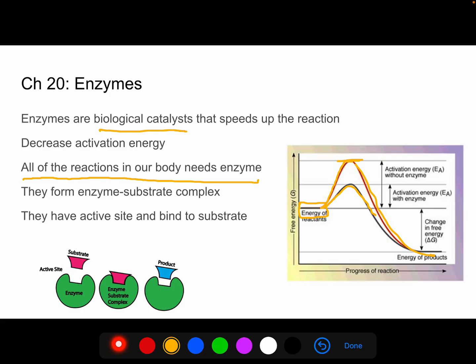And enzymes form an enzyme-substrate complex. So if you consider this one as an enzyme molecule, it has a part that we call the active site. The active site is where the substrate will bind. When the substrate binds, it forms the enzyme-substrate complex. And here the enzyme will do whatever it's supposed to do on the substrate. Sometimes it cuts it into two, sometimes it adds another group to change the characteristic of the substrate to turn it into the product. So they have an active site, and the active site binds to the substrate. The active site is present on the enzyme.